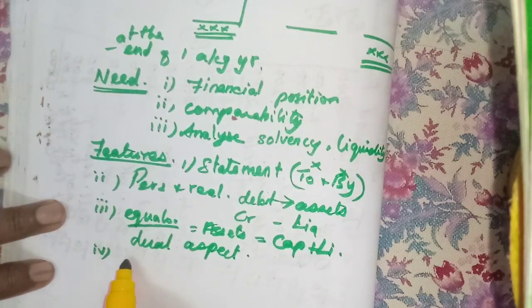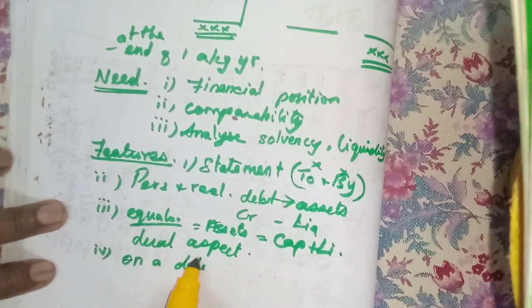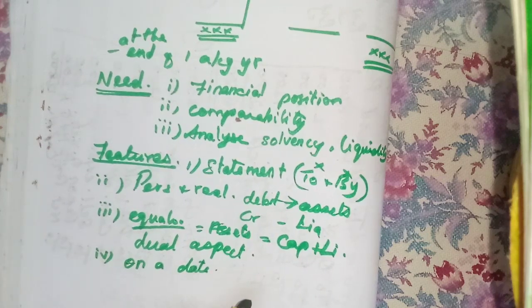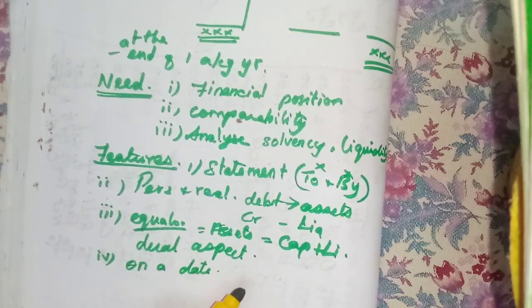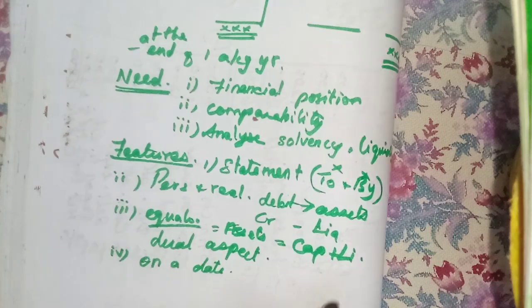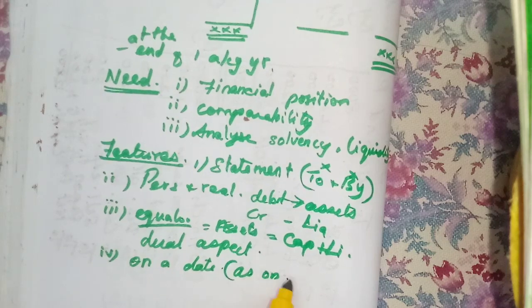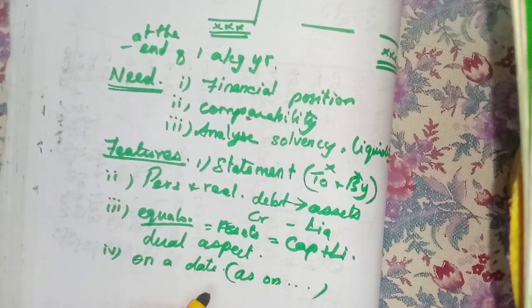The balance sheet is prepared not for an accounting period but on a particular date, at the end of the accounting year. As on 31st March 2018 we will write. We will not write "for the year ending". It will start as "Balance sheet as on" one date. So it is prepared on a particular date.